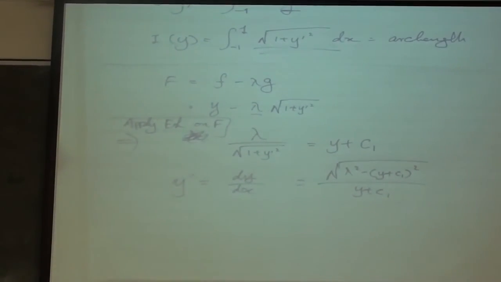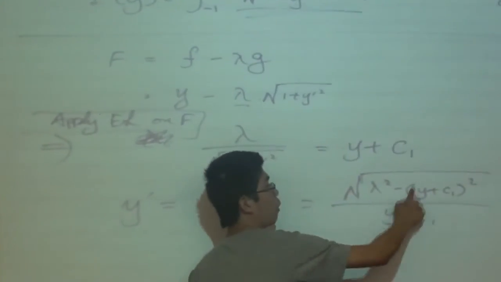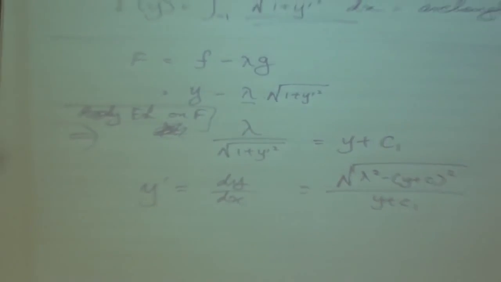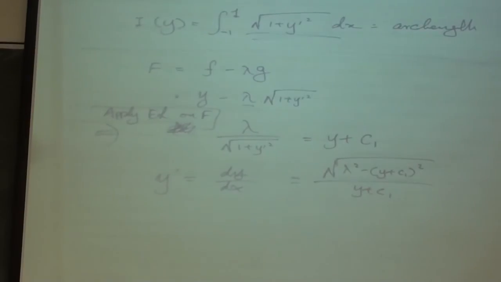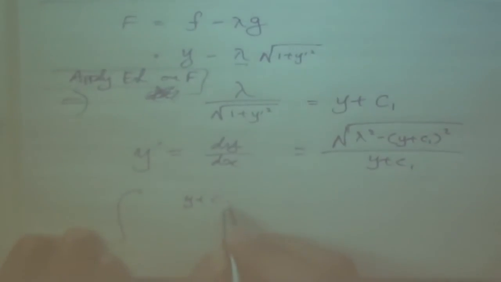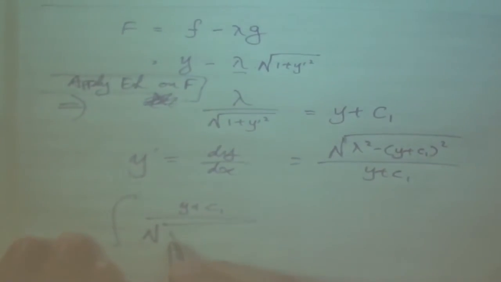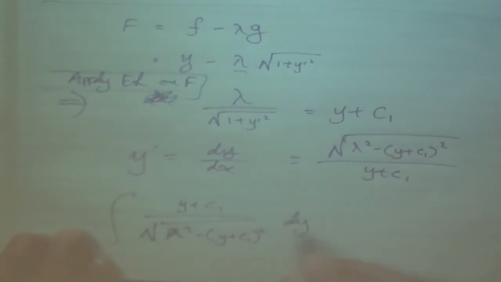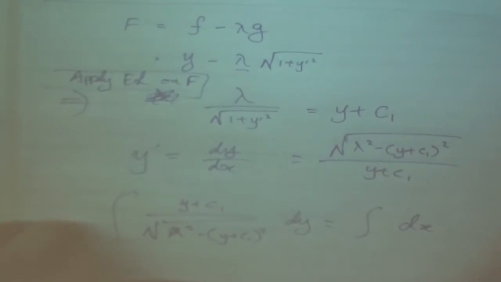This is a separable equation because I can put this entire thing, which involves only y, onto the left-hand side by division, and I put dx onto the other side. And simply integrating both sides and get a solution there. So if I do that, this is the result. Y plus c1 over lambda squared minus y plus c1 squared dy. Okay, so this is the integral I have. Now that's terrible. Let me write on the next page. I have the integral of y plus c1 divided by this lambda squared.